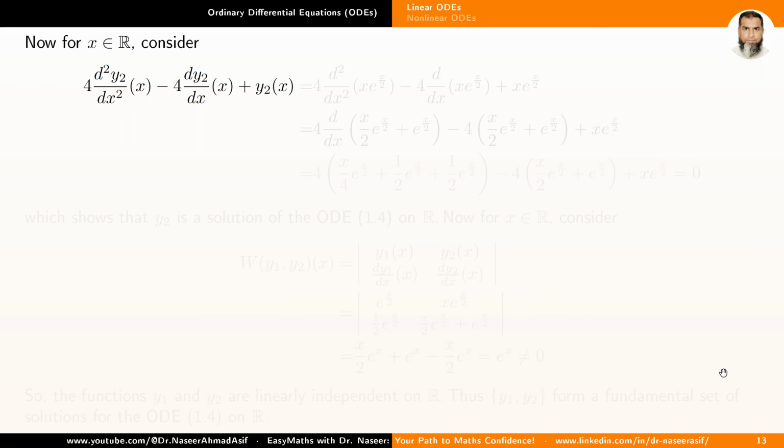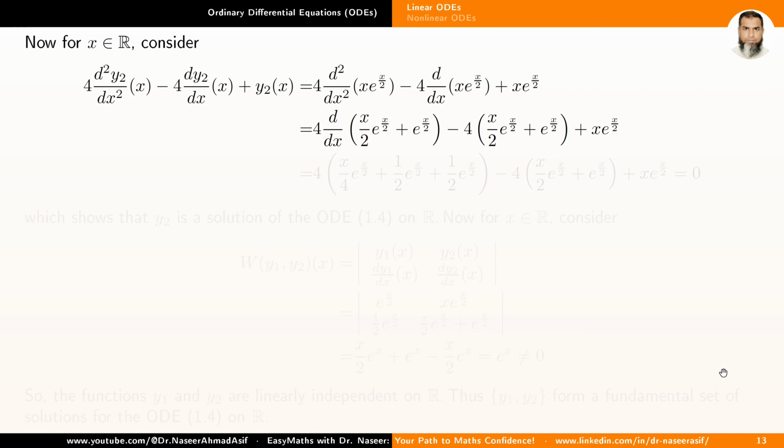Now for x in R, consider 4 d²y2/dx² of x minus 4 dy2/dx of x plus y2 of x, which is equal to 4 d²/dx² of x e^(x/2) minus 4 d/dx of x e^(x/2) plus x e^(x/2). This equals 4 d/dx of (x/2 e^(x/2) plus e^(x/2)) minus 4 (x/2 e^(x/2) plus e^(x/2)) plus x e^(x/2), which equals 4 (x/4 e^(x/2) plus 1/2 e^(x/2) plus 1/2 e^(x/2)) minus 4 (x/2 e^(x/2)) plus e^(x/2) plus x e^(x/2), which is equal to 0.